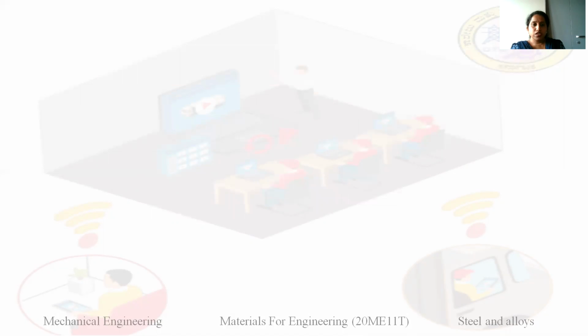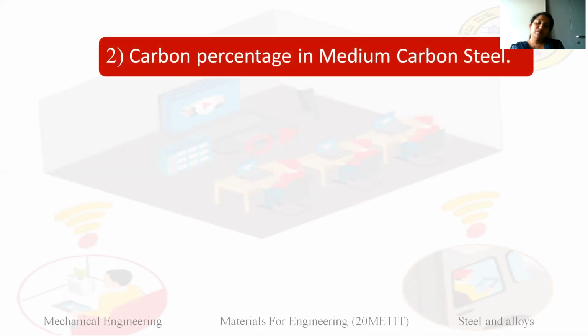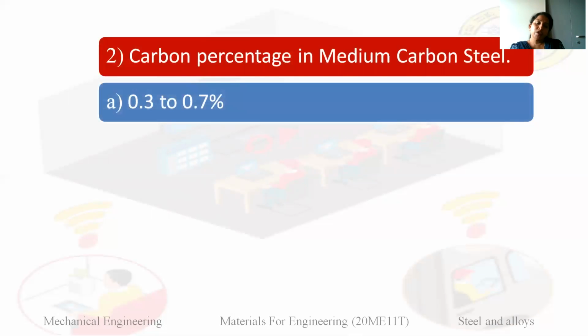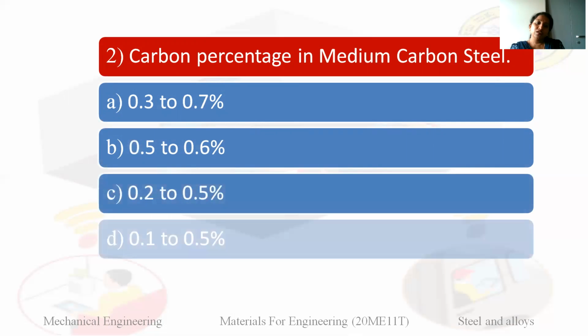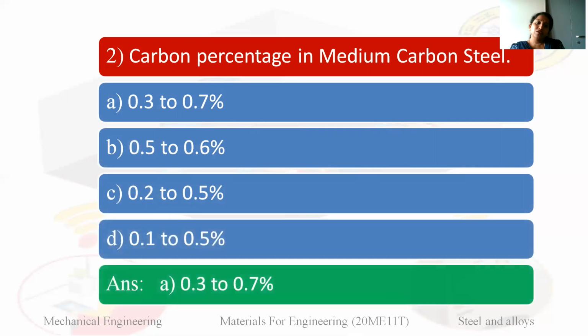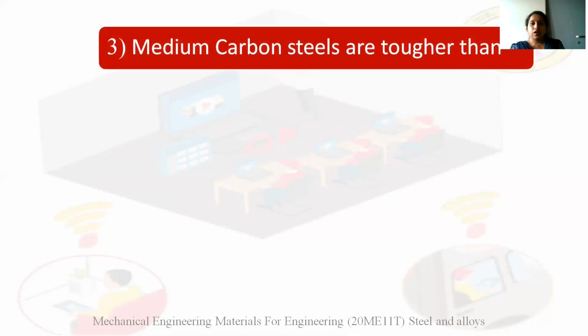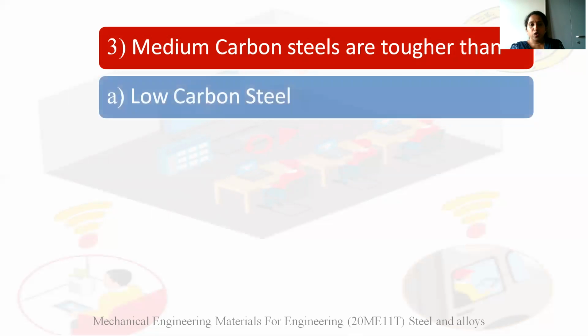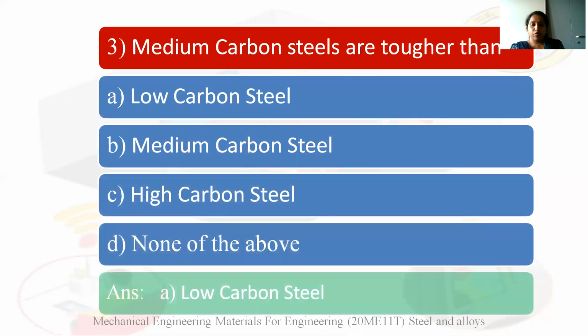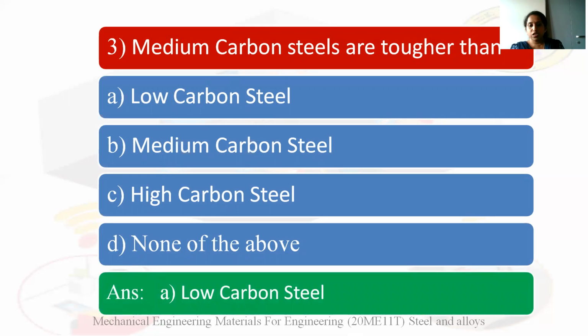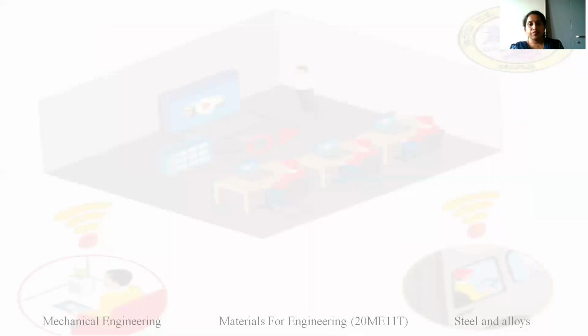The next question is carbon percentage in medium carbon steel. 0.3 to 0.7%, 0.5 to 0.6%, 0.2 to 0.5%, 0.1 to 0.5%. So it is 0.3 to 0.7%. Medium carbon steels are tougher than low carbon, medium carbon, high carbon, or none of the above. That is low carbon. That is mainly due to the increase in the carbon content. So it is tougher than the low carbon steel, mainly because of the increase in the carbon content.